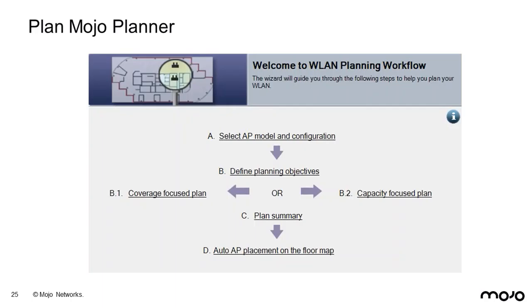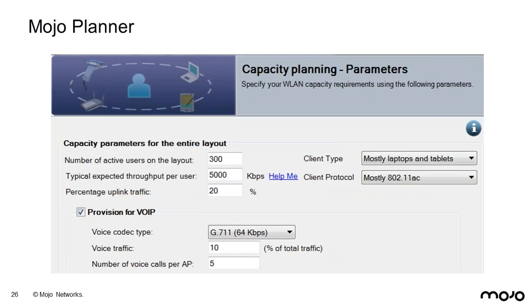So when you start this, you have the workflow choice. You can either go for coverage, where you're just looking at square footage, or you can go for capacity. If you choose the workflow for capacity, you're going to be asked a number of things. For instance, you'll be asked about the types of devices. It can be mostly smartphones or tablets, or all laptops, or a mixture of laptops and tablets. And it will ask you if it's legacy. Are most of the clients using legacy, or are they mostly 11AC?